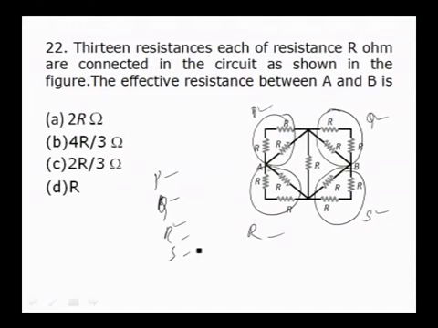Now it means that the potential at this point and the potential at this point is the same. The current through this resistor is 0. So you ignore this resistor; you are not supposed to take it. These two are in parallel. These two are in parallel. R and R are in parallel. This becomes 2R. These two, R and R, in parallel.